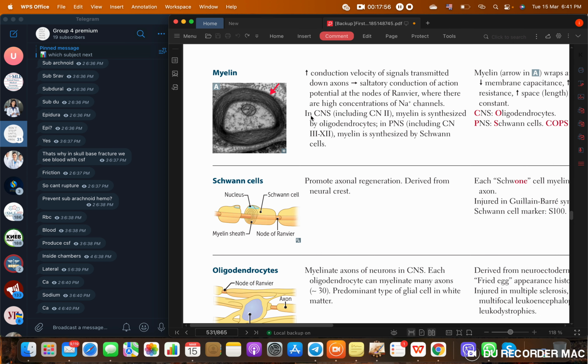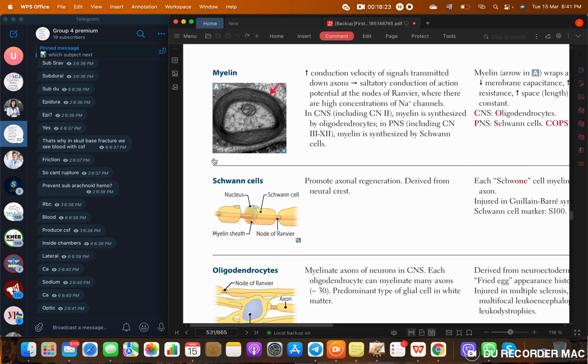Okay, so in the CNS, including cranial nerve 2, myelin is synthesized by the oligodendrocytes. You're like, wait a second. But I thought that the nerves were PNS. That is correct. All of your cranial nerves and the spinal nerves are considered peripheral nerves, and they are covered by Schwann cells except two nerves. Cranial nerve number 1, cranial nerve number 2. Does anybody know which nerves these are?